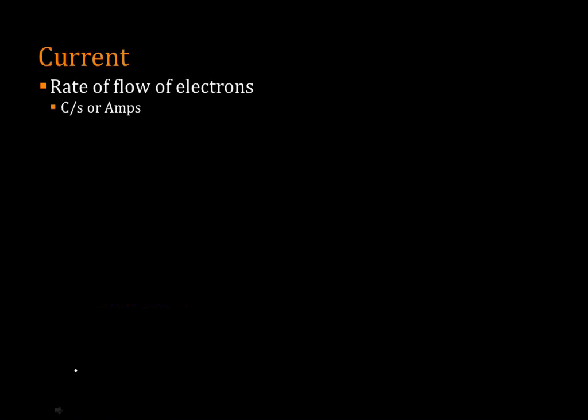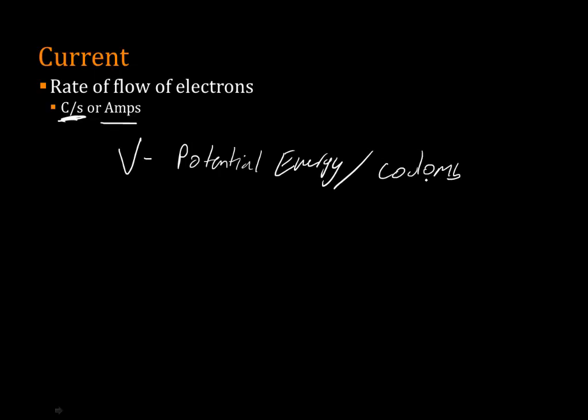Now let's take a look at current. Current is the rate at which charge flows through a circuit. It's measured in coulombs per second, although we almost never say it that way. We usually say amps. So there are 3 different variables you are going to be measuring. There's voltage, which is potential energy per unit charge.